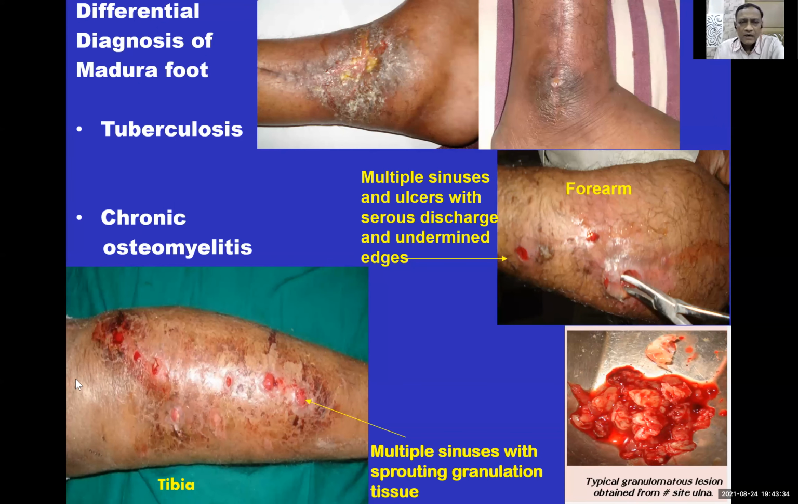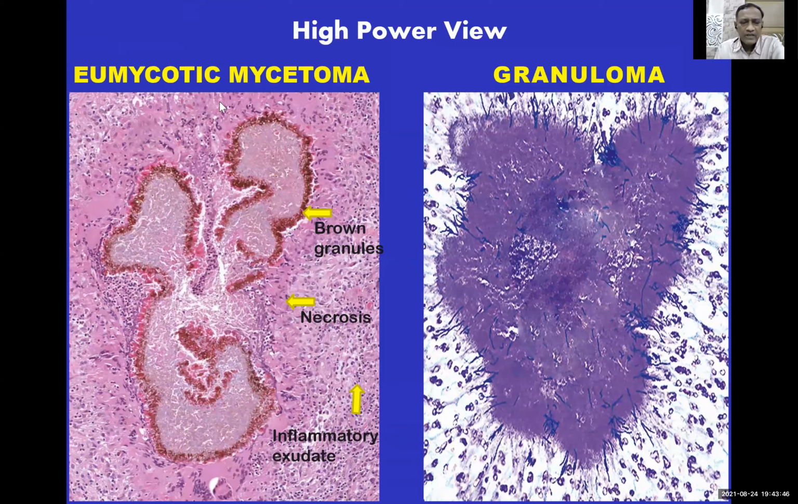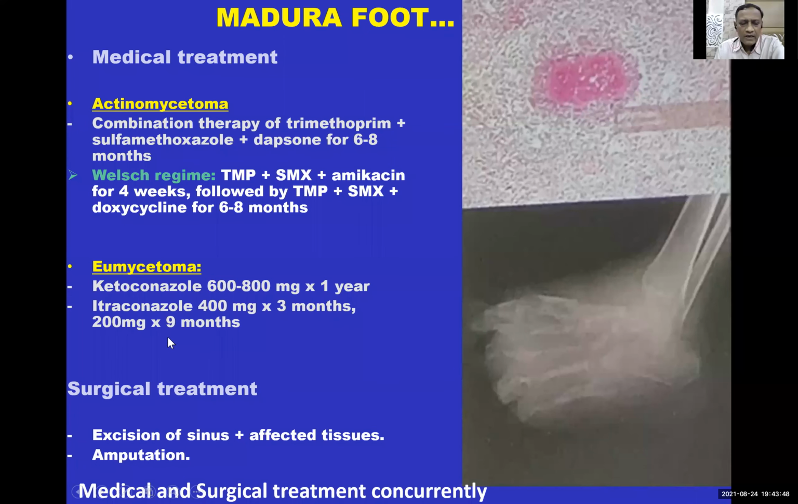This is the high power view of mycetoma showing the brown granules, necrosis, and inflammatory exudate. The different medical treatments you can read from the textbook. In the initial stage, you should try the medicine. If the patient doesn't respond, then you go for surgery. If it is only soft tissue involvement, you can do excision of sinuses and affected tissue. If the bones or joints are involved, the treatment is amputation. Even if you do the surgery, you have to give the medical treatment at the same time.